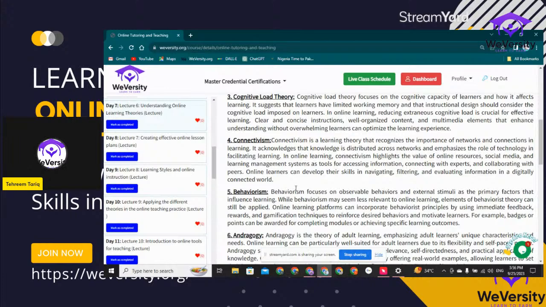In online learning, connectivism highlights the value of online sources, social media, and learning management systems as tools for accessing information, connecting with experts, and collaborating with peers. Online learners can develop their skills in navigating, filtering, and evaluating information in a digitally connected world.